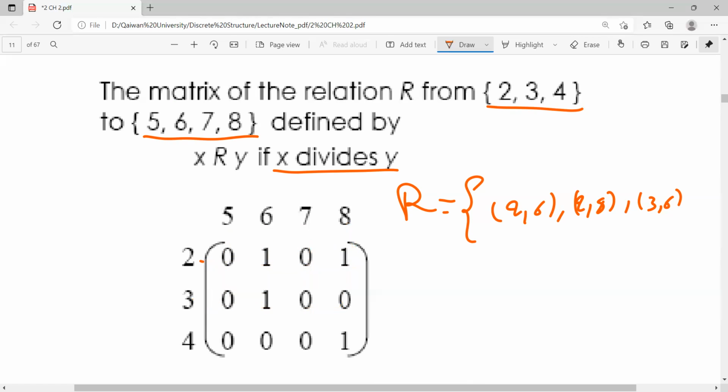Then, do you have 4 and 5? No, we have no that. How about 4 and 6? No. 4 and 7? No. How about 4 and 8? Yes, because that's 1.